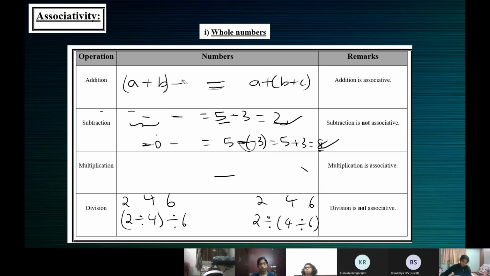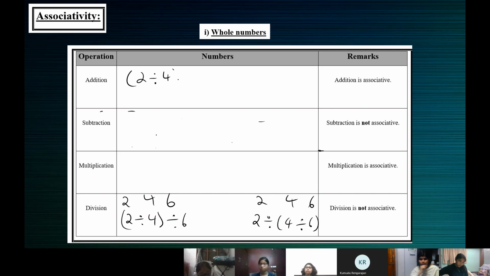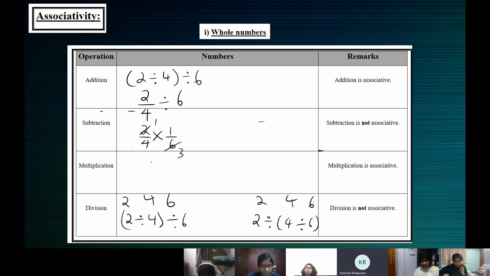Okay, let me do it. So how do you write this one? I'm just working the division here. So there's nothing but 2 divided by 4 divided by 6. When I'm working, look at the screen. So this is 2 divided by 4 divided by 6. That means 2 by 4 into 1 by 6. So 2 ones are 2, 4 sixes are 24, so the answer is 1 by 12.